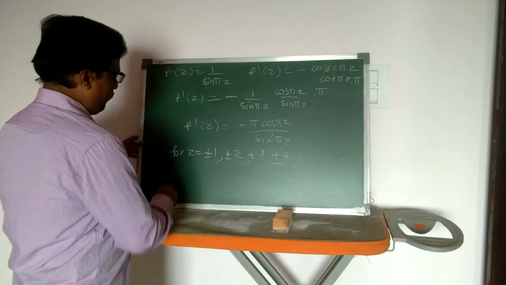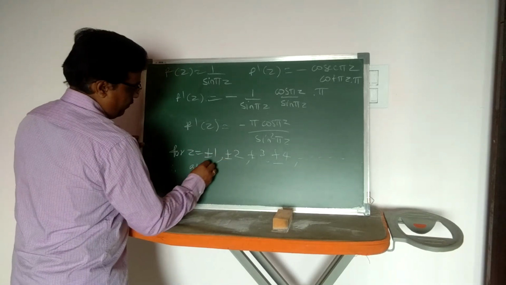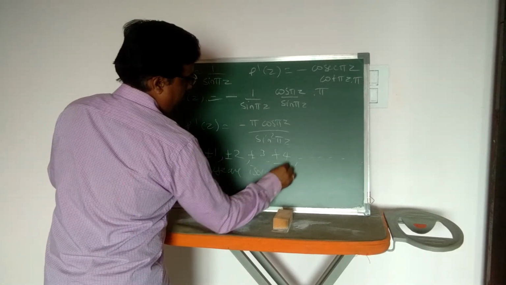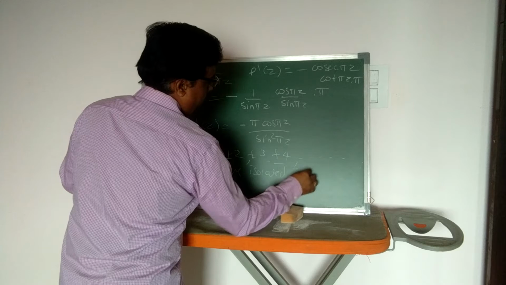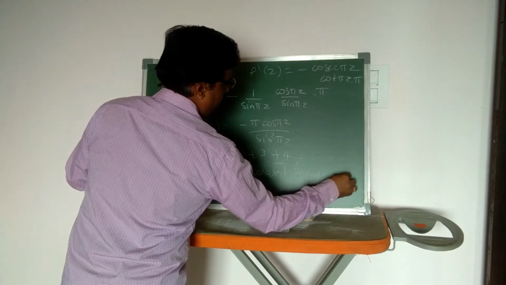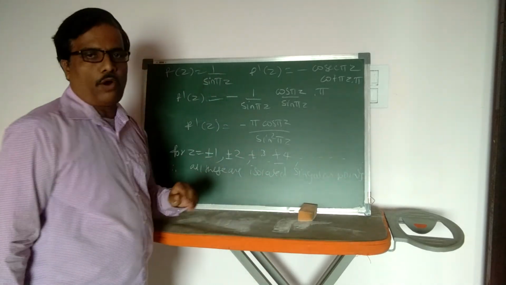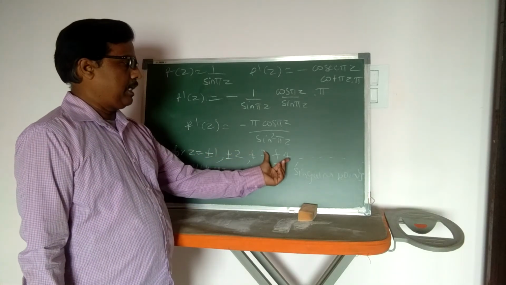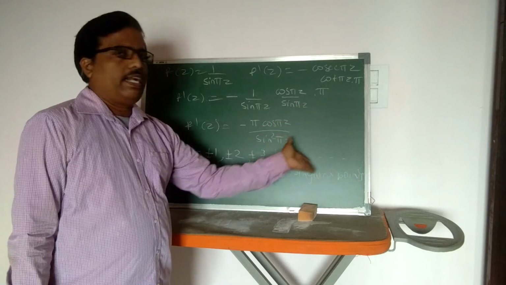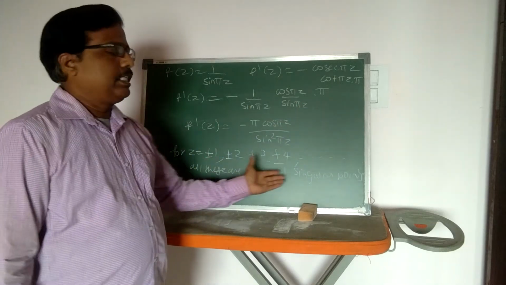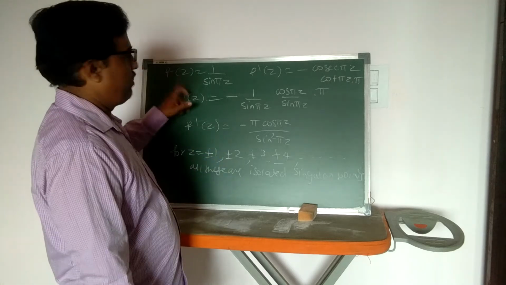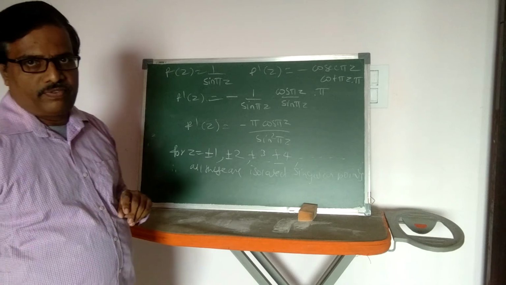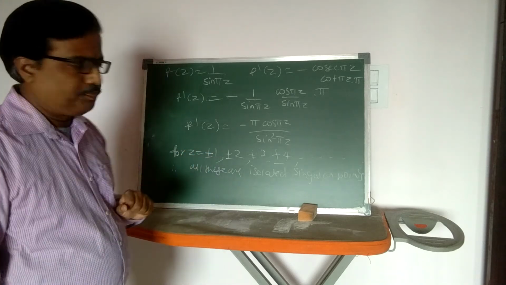So therefore all these are isolated singular points. That means plus or minus 1, plus or minus 2, plus or minus 3, plus or minus 4, and so on. There are an infinite number of isolated singular points for this function. Okay, so this is about singular points of a function f of z.